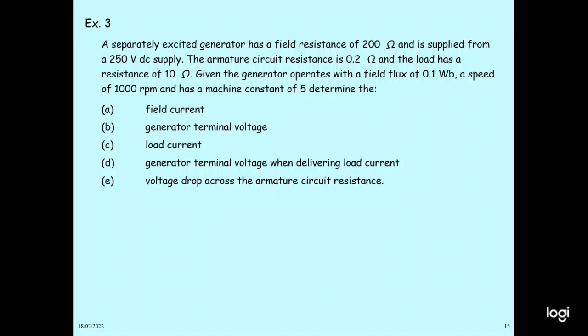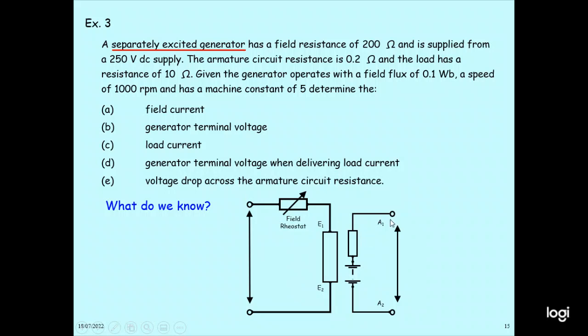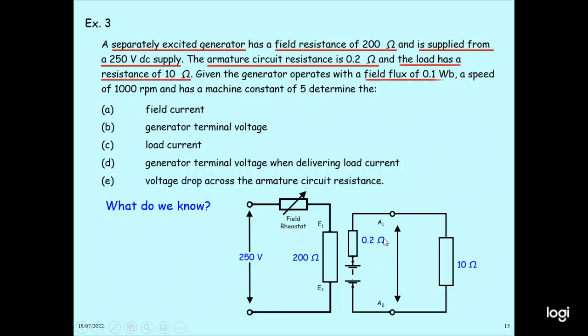What do we know? So this is a separately excited generator. Field resistance of 200 ohm we put here, and the supply from the 250 volt DC supply, and the armature resistance is 0.2 ohm. The flux is 0.1 weber. Speed N is 1000 RPM, K is 5. What do we want to know? We want to know the generator terminal voltage. So this is the terminal voltage here, and the generator terminal voltage when delivering load current, and the voltage across the armature circuit resistance.